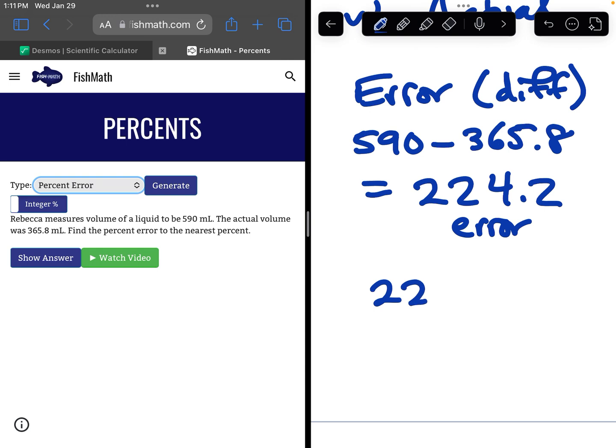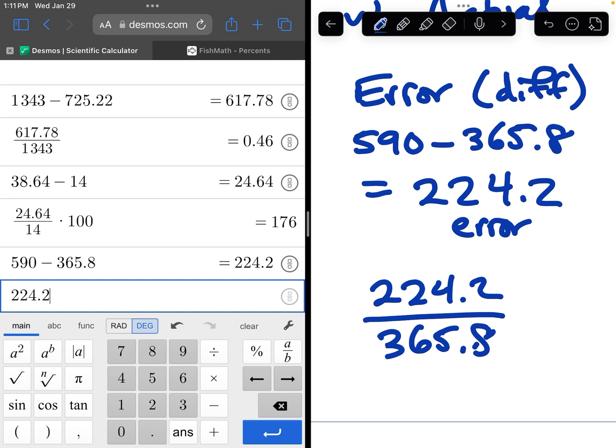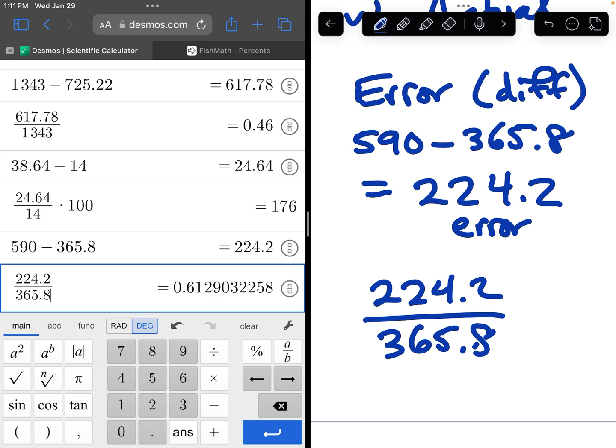So 224.2 divided by the actual amount, which could be either one. So we have to read carefully here. It says the actual amount is the 365.8. So we've got to make sure we use that number. 224.2 divided by 365.8.